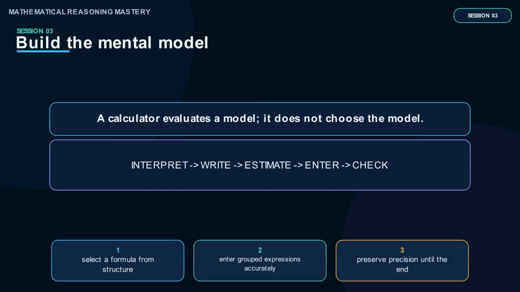The first goal is to select a formula from structure. Connect it to the second goal. Enter grouped expressions accurately. Correct calculation begins with correct interpretation. When the surface details change, search for the same relationship underneath. Transfer means choosing the structure from evidence rather than waiting for a familiar-looking example.